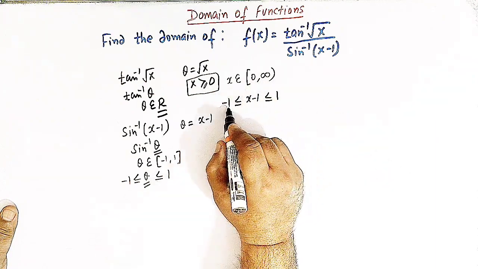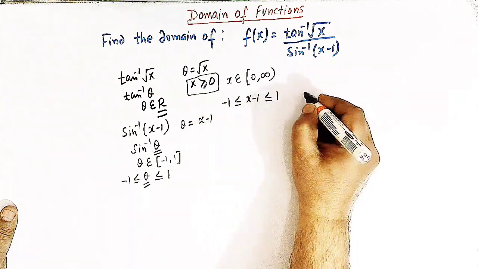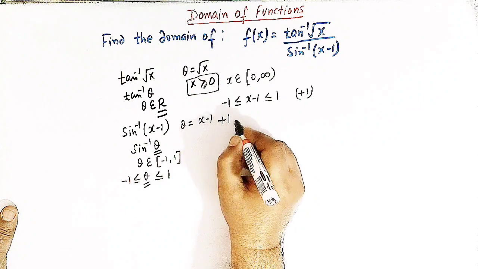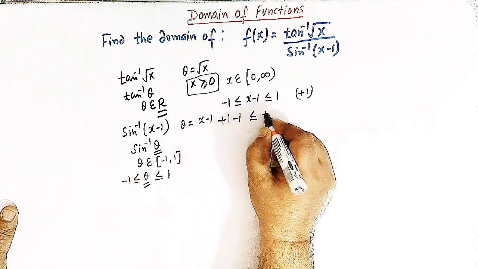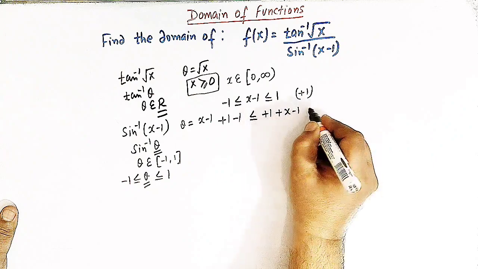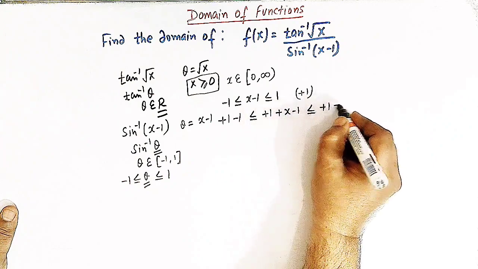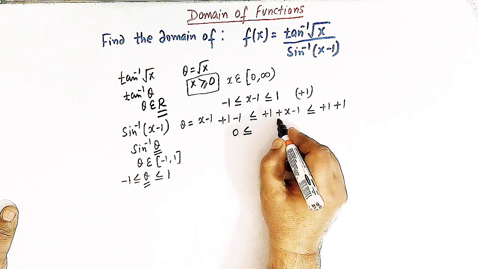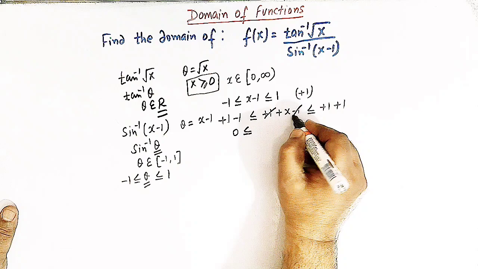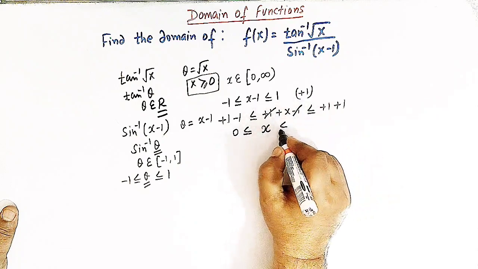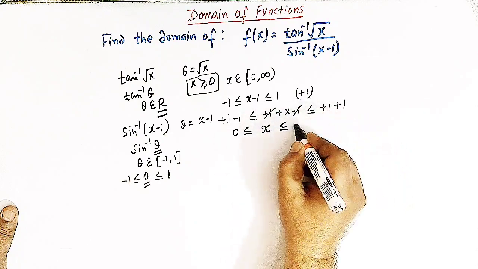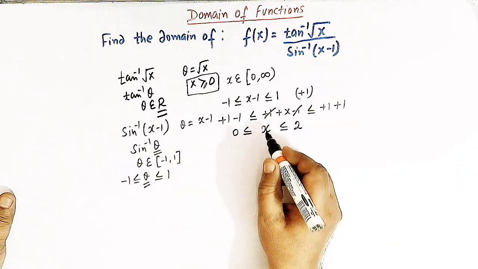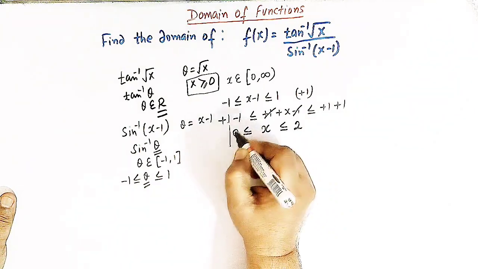So now solving this inequality by adding plus 1 throughout. So we have plus 1 minus 1, here we have plus 1 plus x minus 1, and here we have plus 1 plus 1, right? So here 1 minus 1 is 0, and here 1 and 1 get cancelled. So we have x, and here we have 1 plus 1, 2, right? So we have this inequality, right?